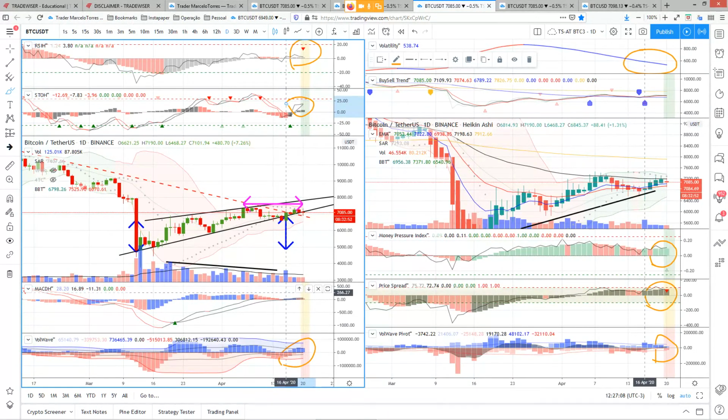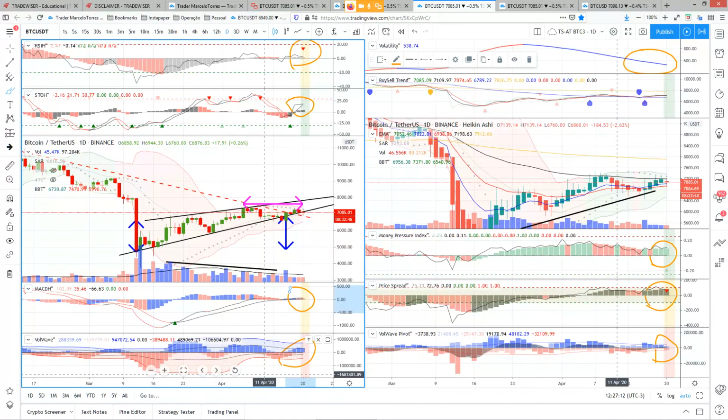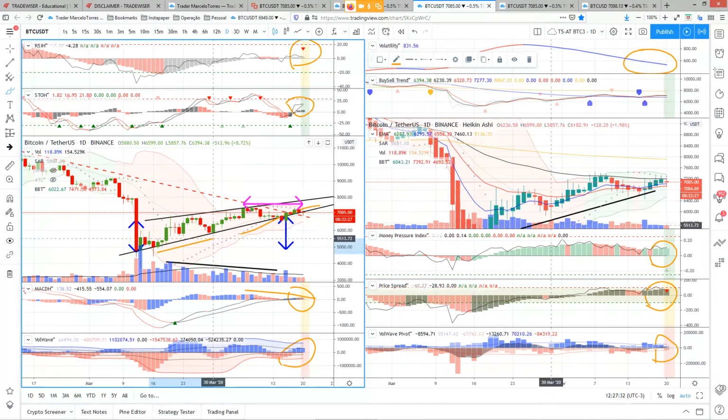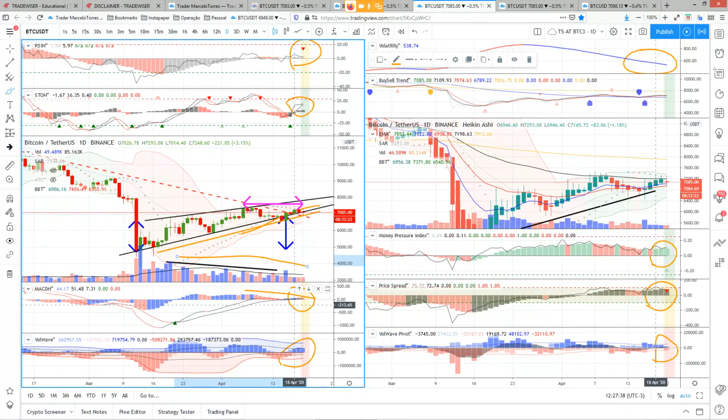But we already have the 2-day bar, negative bar on the MACD. And this is very important when we see this going on, especially because we have a divergence going on between the MACD and the prices. Okay, and as you guys see, while the prices go up, the volume goes down. This is not a good situation.